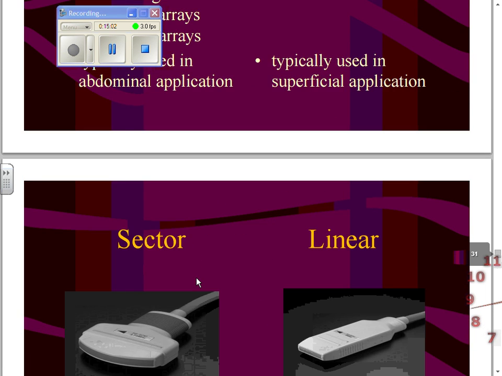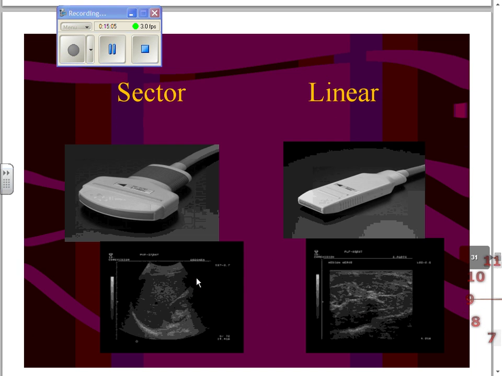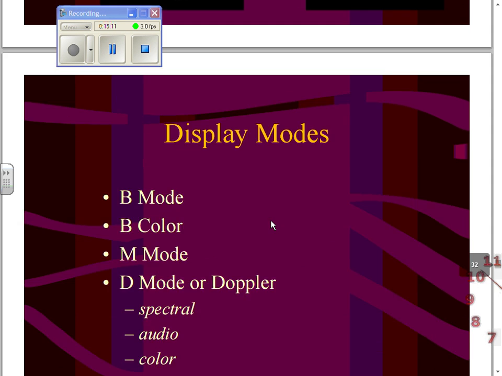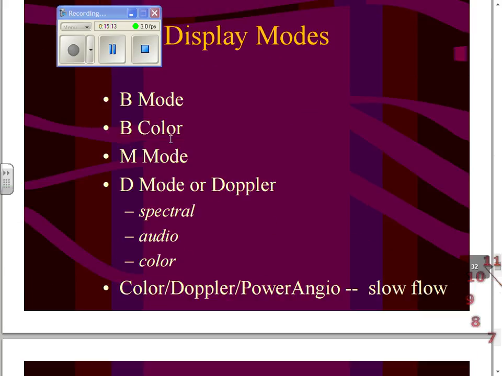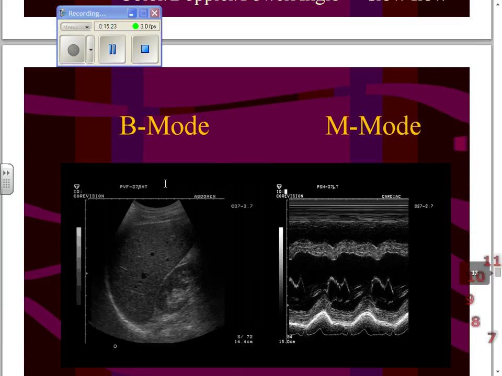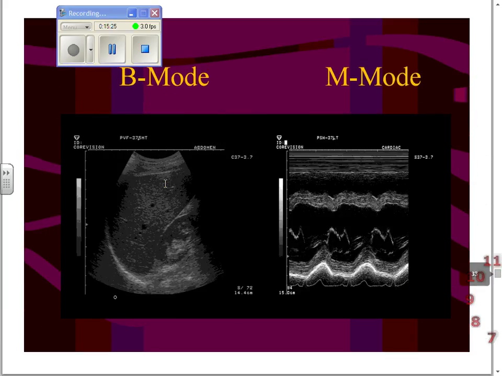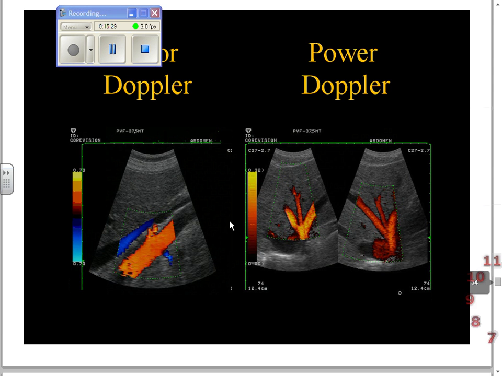So you can get these with just small arrays, or you can get large arrays, the linear and the sector. And there are various modes for looking at things. There's the B mode, which is the grayscale. You've got the B mode colour, an M mode, and you've got the Doppler mode. And they have pictures of these, and these are available for you to see. So you can see the Doppler effect ones, which pick up the flow, which we talked about yesterday.